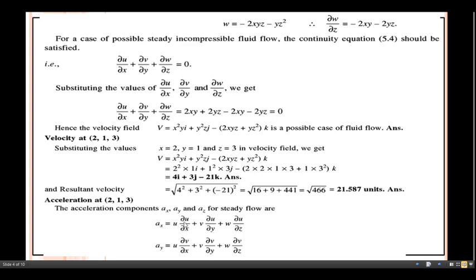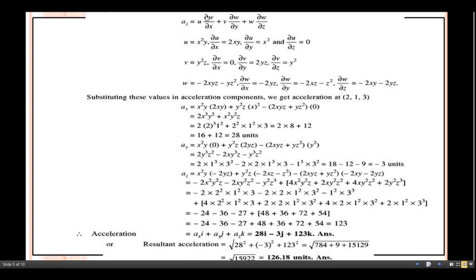Now the acceleration at point (2, 1, 3), the acceleration components ax, ay, az for the steady flow. We know ax is nothing but u into ∂u/∂x plus v into ∂u/∂y plus w into ∂u/∂z. In this way we can get the acceleration component along the x direction. Similarly we can get the acceleration component along the y direction. The same relation is written here, only instead of u, v will come here because we consider the y direction. A similar case with the next one, where with respect to w you have taken the derivative with respect to every direction.